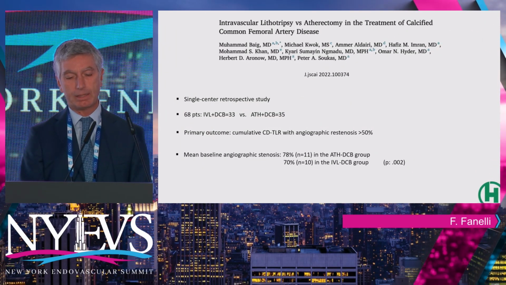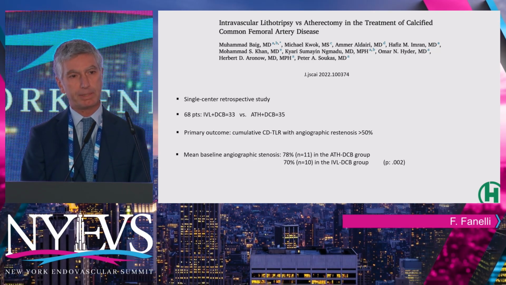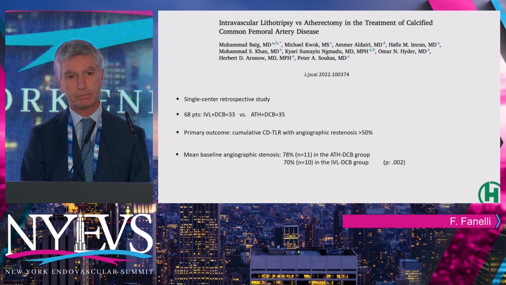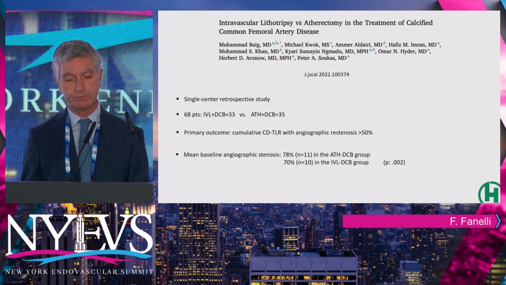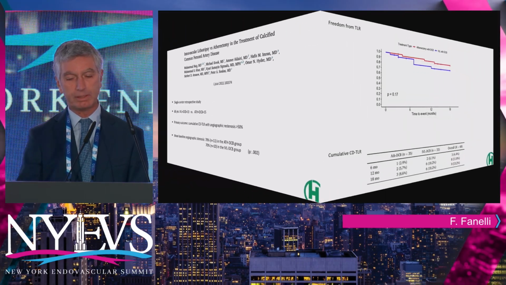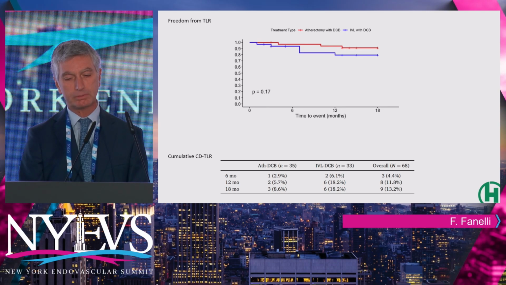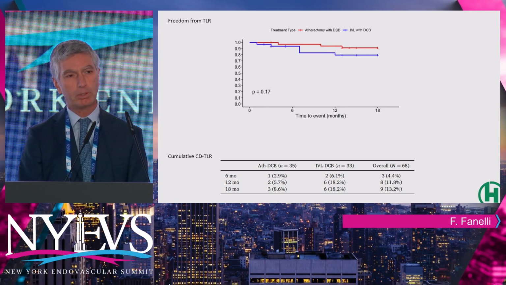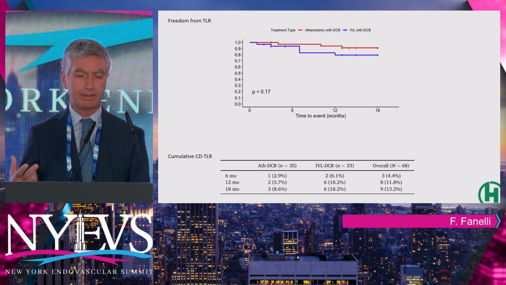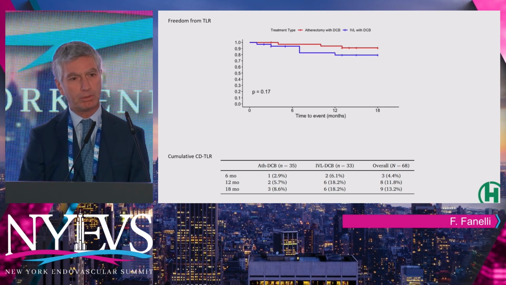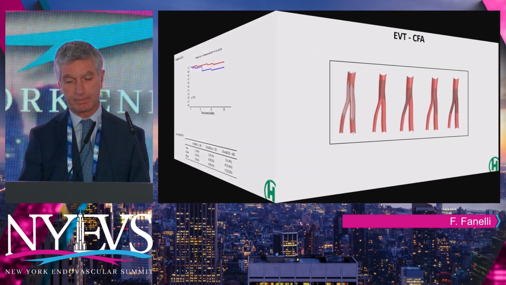The use of IVL was evaluated a couple of years ago in a single center. They compared IVL plus DCB versus atherectomy plus DCB, evaluating clinically driven TLR with angiographic restenosis of more than 50%. You can see here that after 1 year and 2 years of follow-up, there is a small advantage of atherectomy plus DCB versus IVL, but definitely this is a minimal gap. So I think both techniques can be considered valid in this condition.